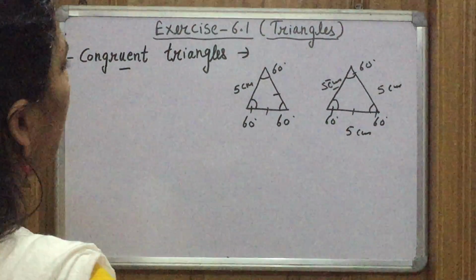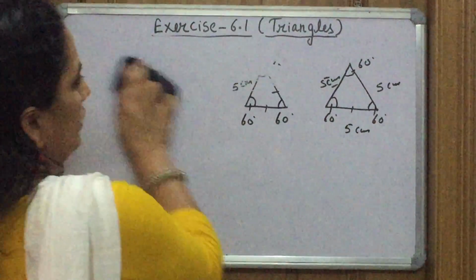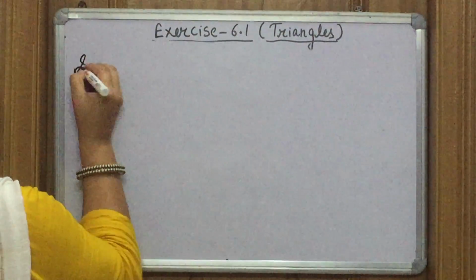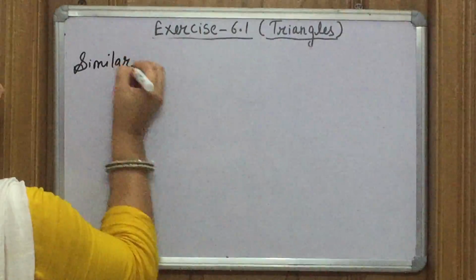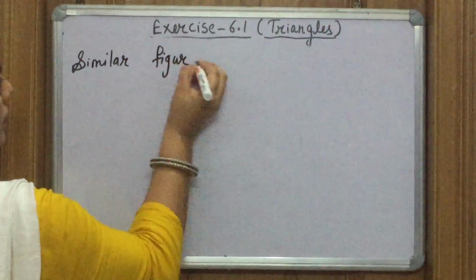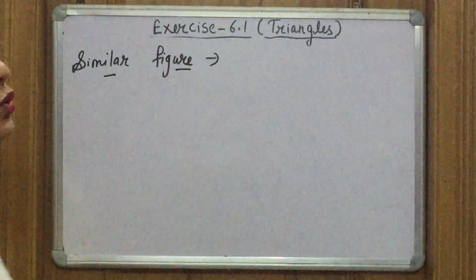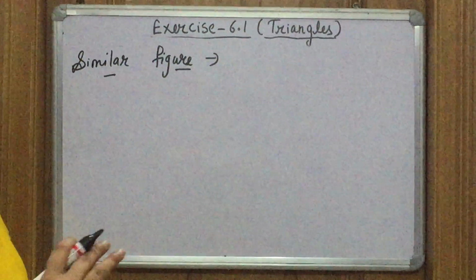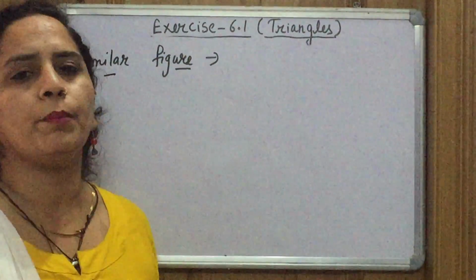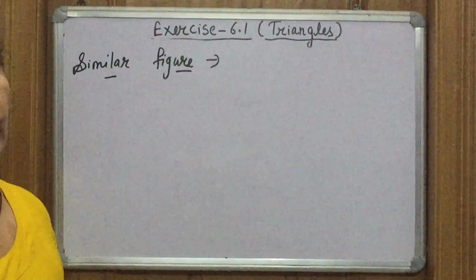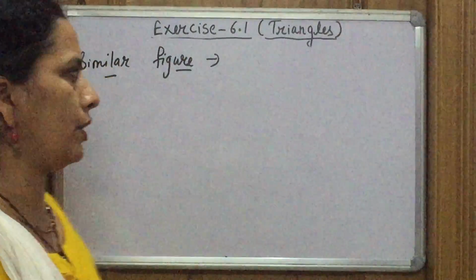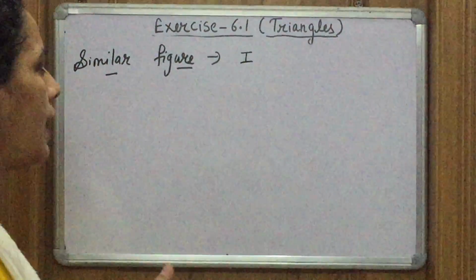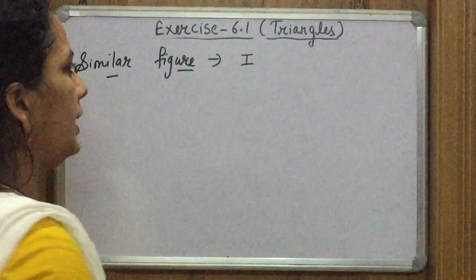Next we have similar figures. The next definition is about similar figures. Two polygons are called similar if all the angles are equal, if they have the same number of sides, and if all the angles are equal but the sides are proportional. That means if we have to show any two shapes are similar, they must satisfy these two conditions.